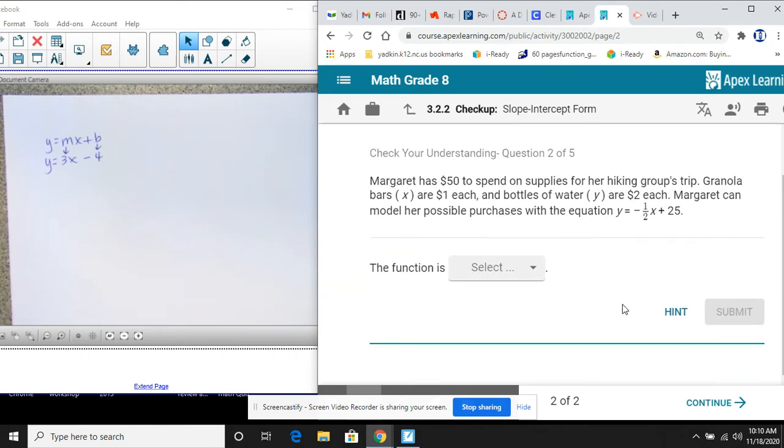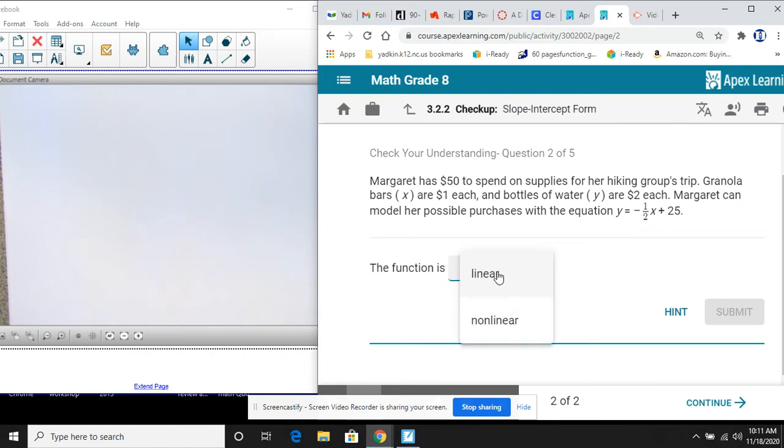Margaret has $50 to spend on supplies for her hiking group's trip. Granola bars are $1 each, and bottles of water are $2 each. Margaret can model her possible purchases with the equation y is equal to negative 1/2 x plus 25. It says this function is either linear or not linear.